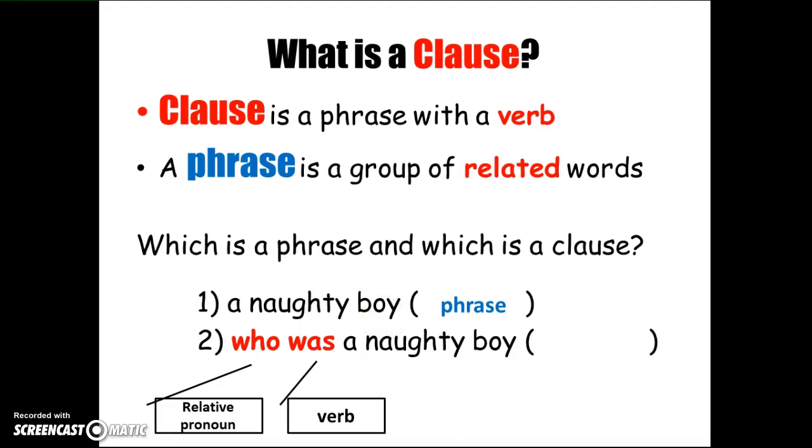That's right, it's a phrase, because a phrase is a group of related words. A naughty boy. It talks about the boy being naughty. This is an adjective, and it describes the noun boy. Then, of course, number 2, it's going to be a clause, because the phrase, a naughty boy, is here. It has a relative pronoun, a verb, plus a phrase. Take a look up here. A clause is a phrase with a verb.